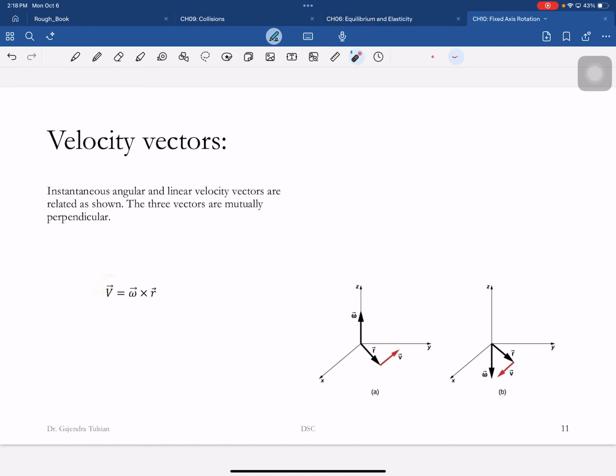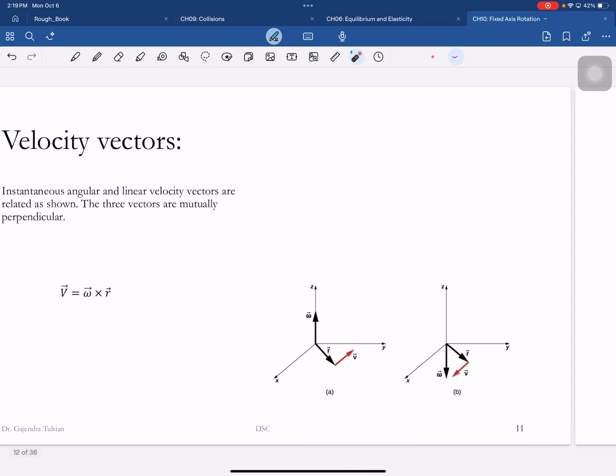So when an object is spinning, the velocity of this point is given by omega cross r. Omega is that vector over there, r is that vector. The further out you are, the faster you're moving. The bigger this is, the faster you're moving. This formula relates the angular velocity of the object to the linear velocity of a point on the object.